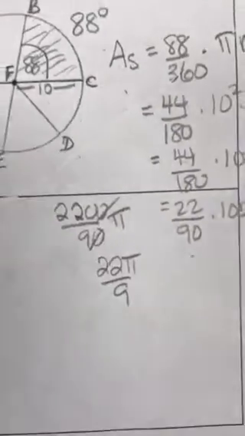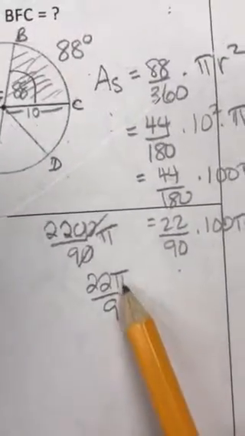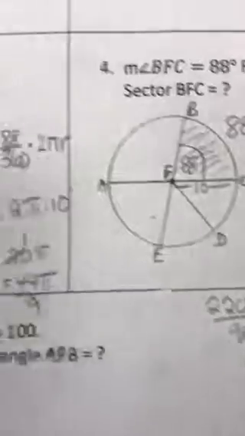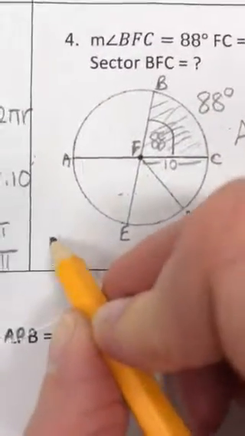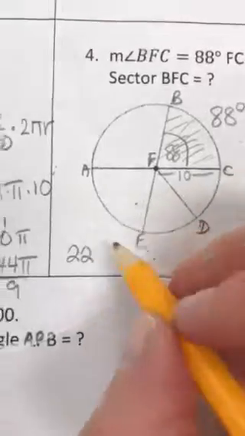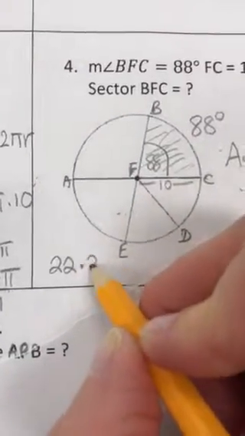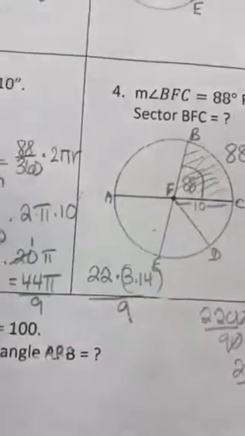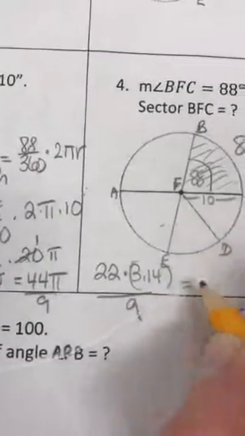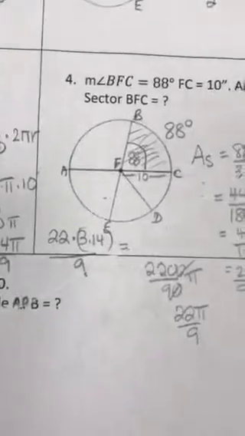If I want to get the rounded value, then I have to multiply this by 3.14. So coming over here, let's find a blank spot. 22 times 3.14 divided by 9. All right, I'm going to let you guys figure that out. See if you can get that. I'm going to grab my calculator.